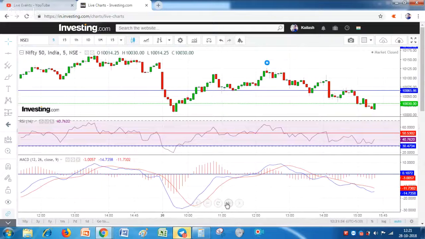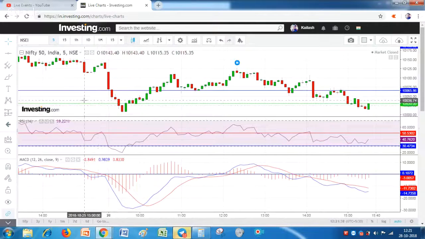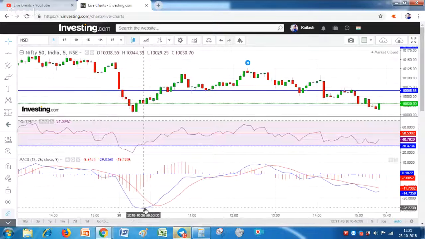See friends, how it looks in the 5 minute time frame. In the 5 minute time frame, it has given us a good setup. But follow both the indicators, friends. Just like at this level, we would have taken an entry on the buy side, at this level of 10,035 or so, 10,040 level as well.